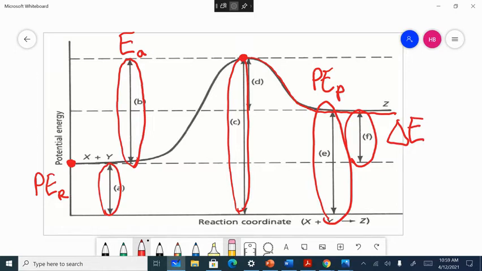Now, how we decide whether this is an endothermic or exothermic reaction is to analyze the beginning and the end. So this is the amount of energy of the reactants, and this is the amount of energy of the products. Because the products have more energy than the reactants, that means that the system must have gained energy or absorbed energy. Therefore, this particular reaction is going to be endothermic, and my delta H will be a positive value.